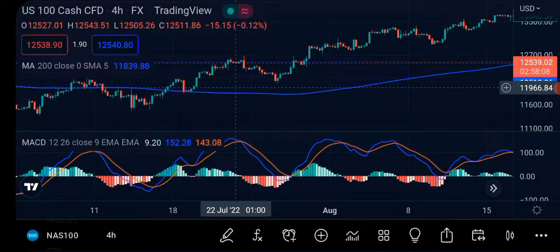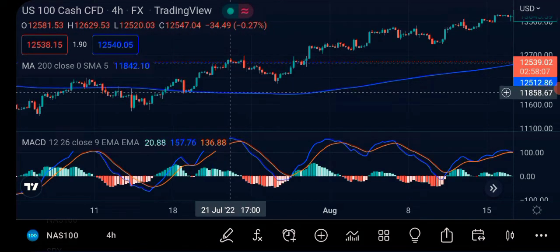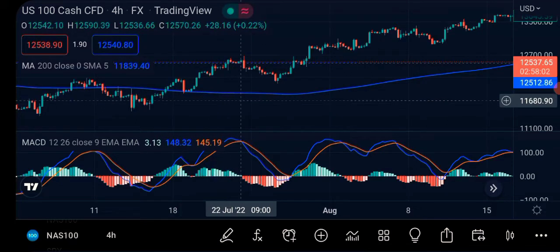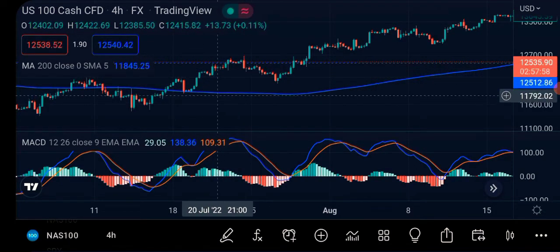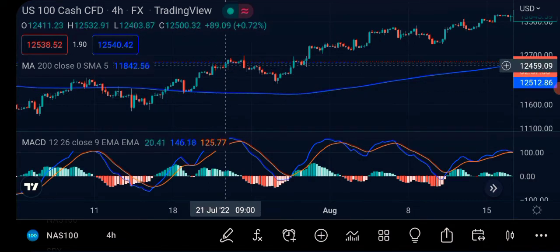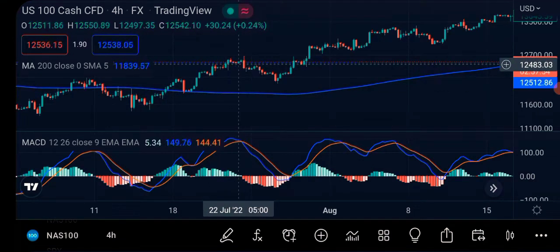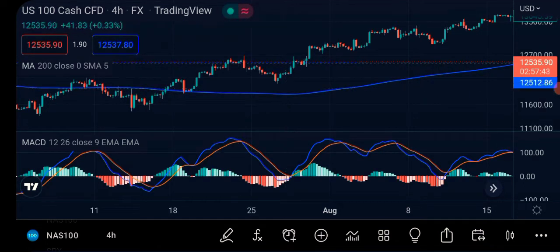Let's also talk about the 200 MA. You can see the 200 MA was below the candle formation. This is the 200 MA. At this point here, you can see it was below it. But we still wouldn't enter the trade because it's still not totally confirmed.